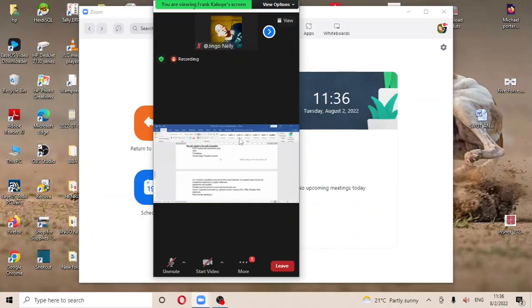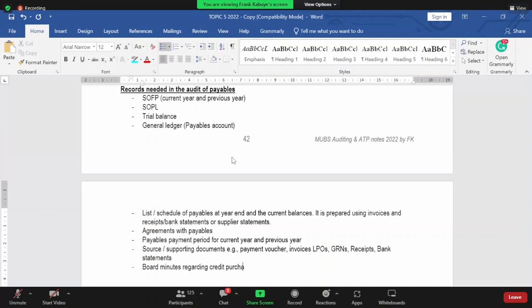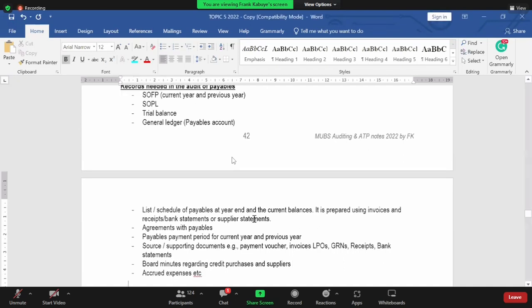Credit purchases, etc., and suppliers. So that's some of the information we need to have as we audit these payables. Maybe also you need information about the accrued expenses, etc. So that's some of the information you need when you are preparing to audit payables.